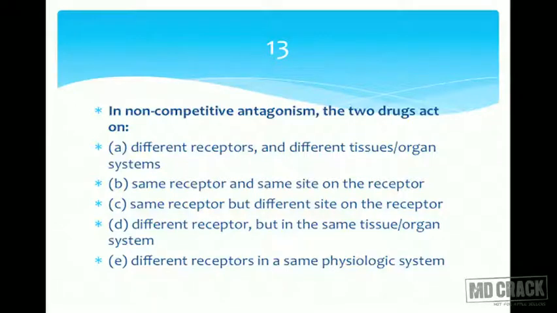What I mean to say is, you first need to know what the types of antagonism are. The types of antagonism can be pharmacological or physiological.